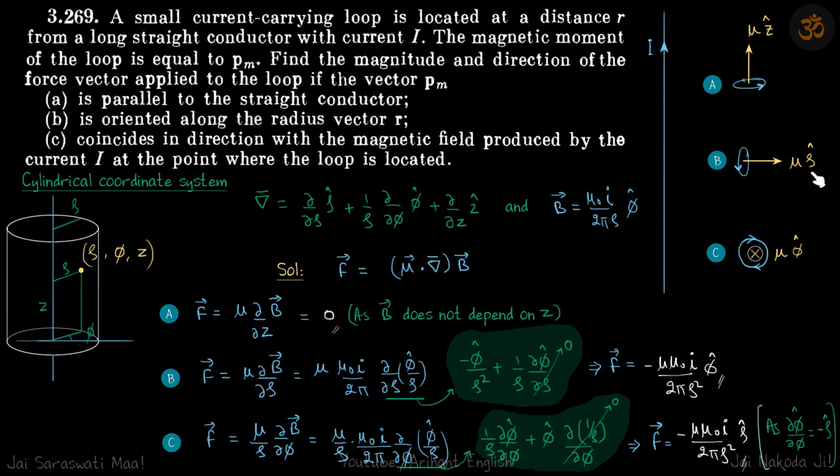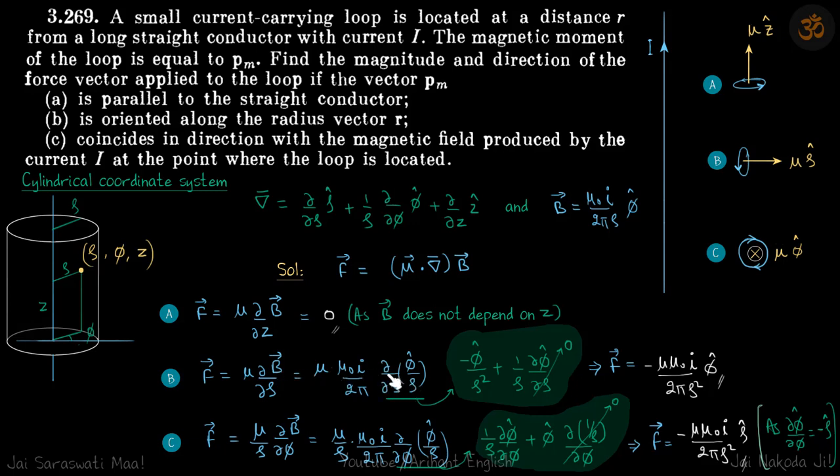In the second case, mu is in the radial direction, so mu rho. When we do mu dot del, you will be left with this part. This becomes mu into dou by dou rho of the B vector. Again, first we are just doing the dot product, and then we will get it in terms of dou by dou rho of something. Then we'll use that operator on the B vector. So in the second case, it becomes mu into dou by dou rho of the B vector, not B.